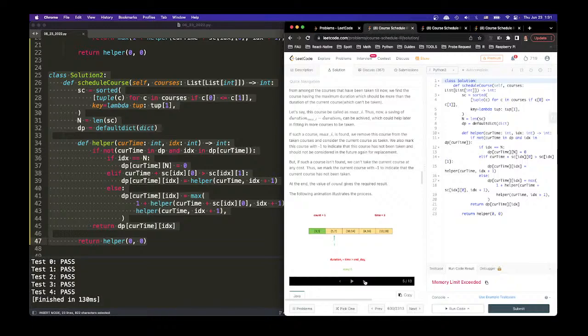3 plus 5 is 8, so I need to pop this one out. Duration J is smaller than duration I. Why don't you keep looking? It should be nothing then. Yeah, I think you have to keep looking through the entire thing.